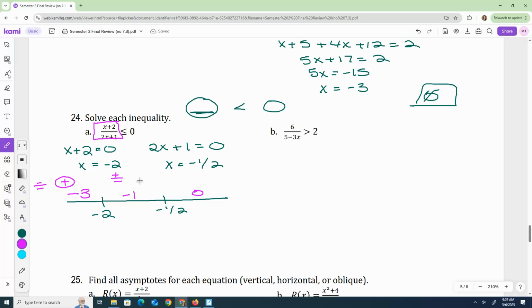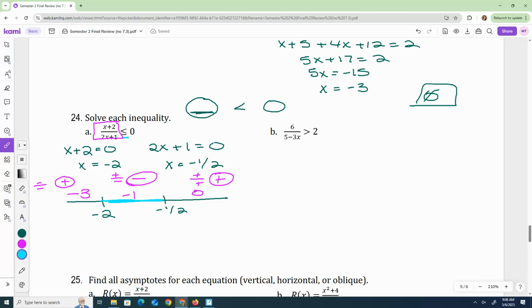If I put in -1, -1 plus 2 is positive. -2 plus 1 is negative. A positive and a negative make a negative. If I put in 0, 0 plus 2 is positive. 0 plus 1 is positive. Two positives are positive. Then we have to decide which ones we need. We wanted less than 0. Less than is negative. So that means I'm looking for this section.